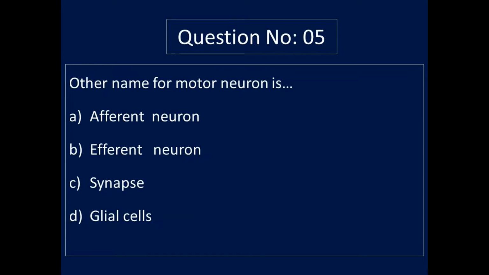Fifth question. Other name for motor neuron is A. Afferent neuron, B. Efferent neuron, C. Synapse, D. Glial cell. Option B. Efferent neuron is the right answer.